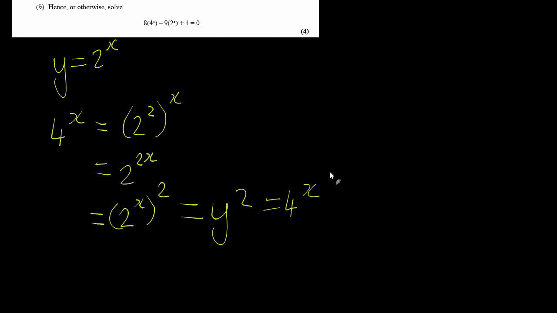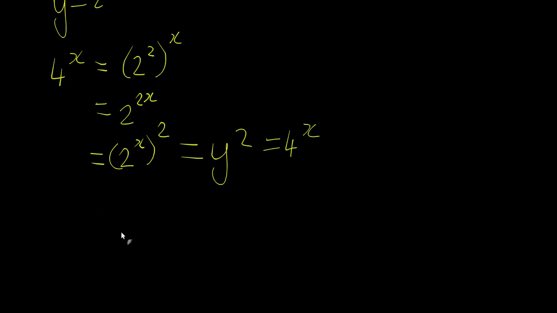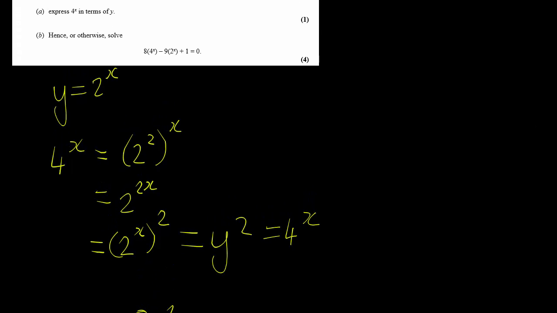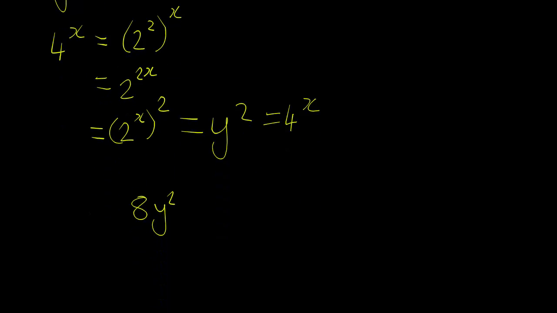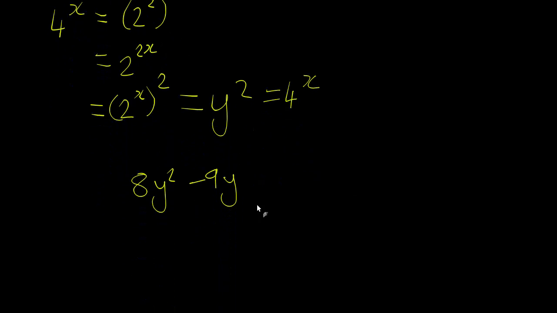So part B, "hence or otherwise", which always means hence, solve this equation. So what we're going to do is substitute in what we know now. So we know that 4 to the power of x is y squared. So that's going to make it 8y squared minus 9y plus 1 equals 0.